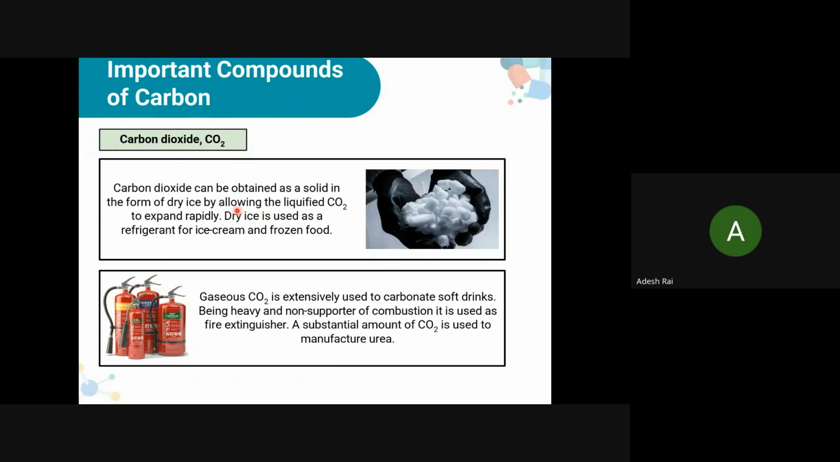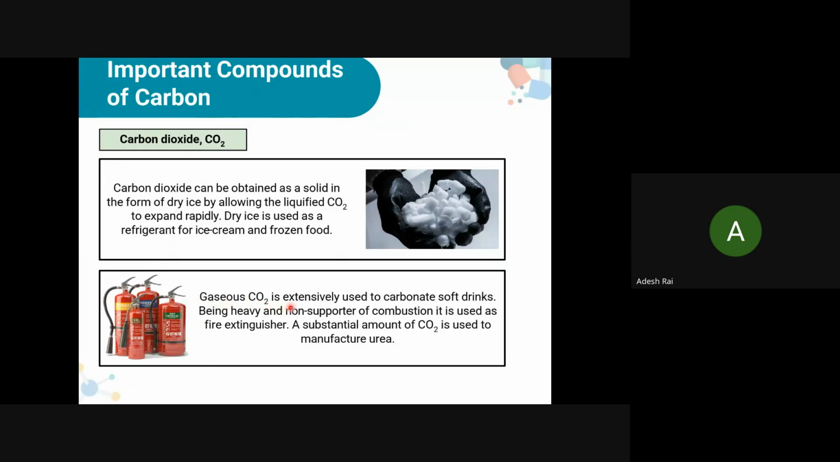And because dry ice is a very good refrigerant, it makes sure that the ice cream does not melt before reaching the respective stores. Exactly. So this is one of the applications of carbon dioxide. And you also know that carbon dioxide is present in the fire extinguisher as well. You've seen these fire extinguishers, right? Kept close to lifts and all in the apartments.